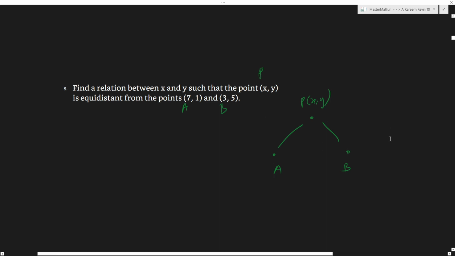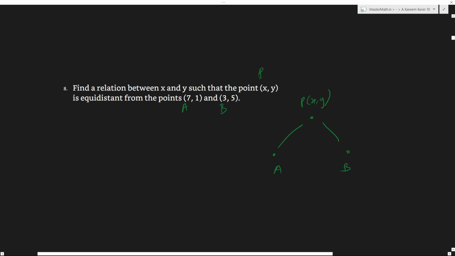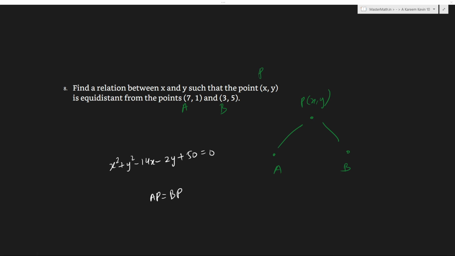Getting something? Sir, I got an equation. Yeah, please. x square plus y square minus 14x minus 2y plus 50. That's it. That seems a little off. You're trying AP is equal to BP, right? Yes, sir. Okay. Anyone else got something else?